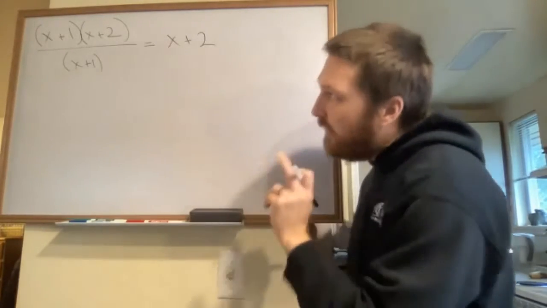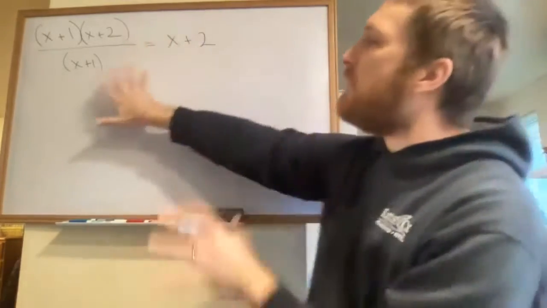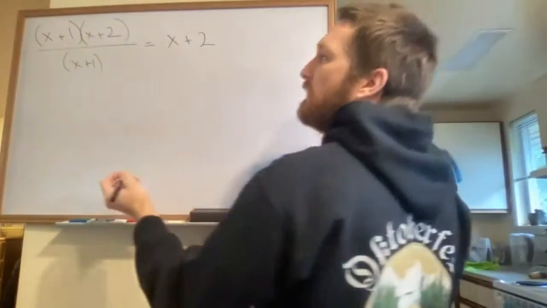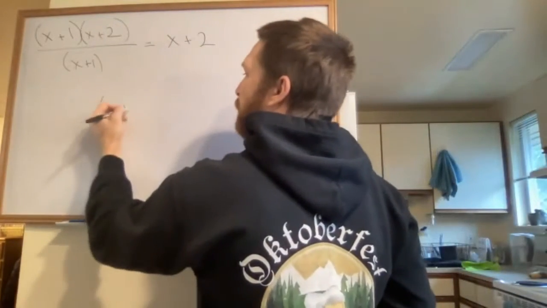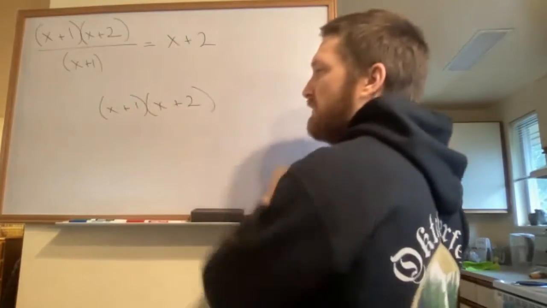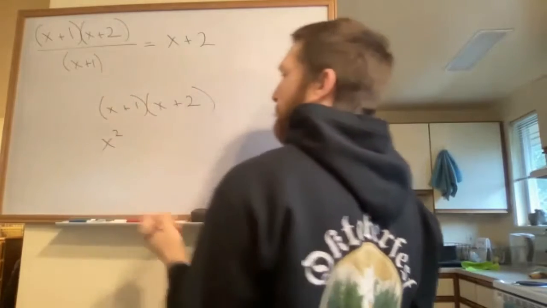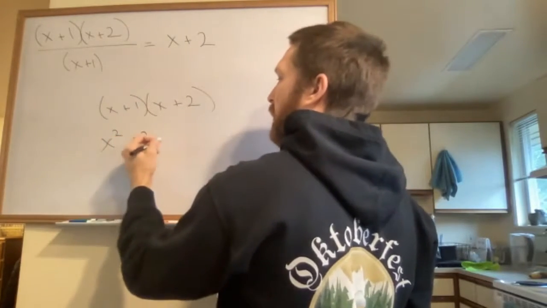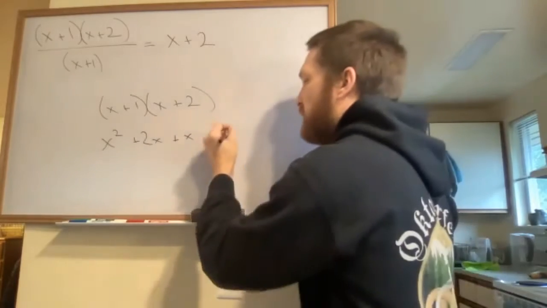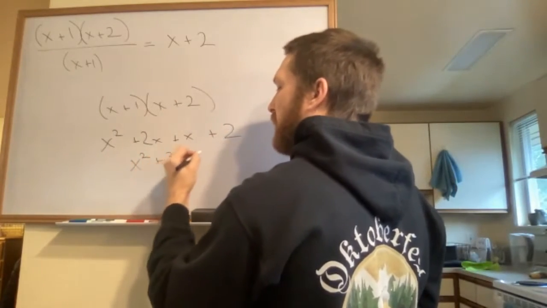But we're going to start with something that we do know. Like I'm 100% certain that this is true. Okay. So let's multiply out the top. What is x plus 1 times x plus 2? Let's multiply that out. Tell me what to write. X squared. Yep. Plus 2x. Plus 1x, or just x. Plus 2. So altogether we have x squared plus 3x plus 2.